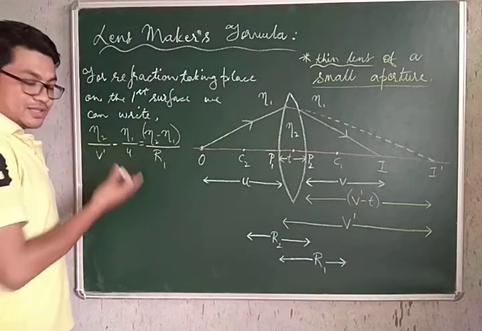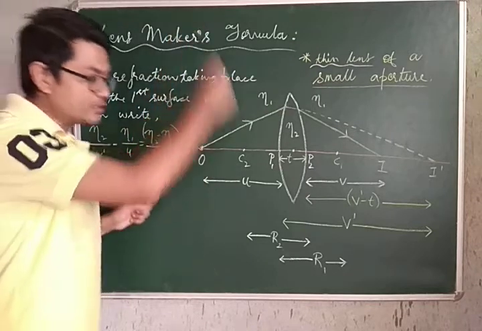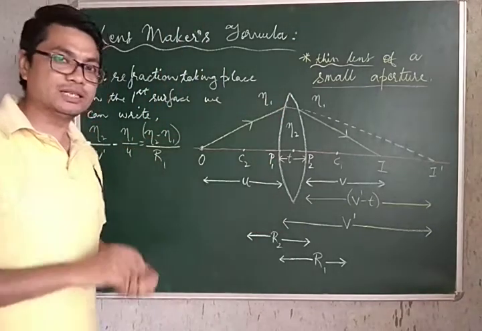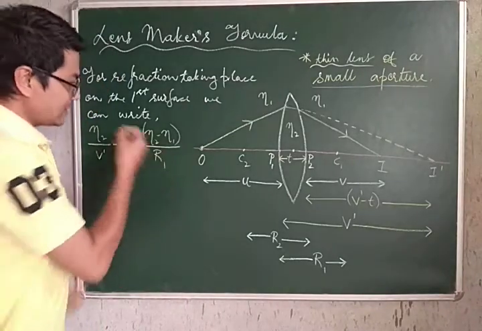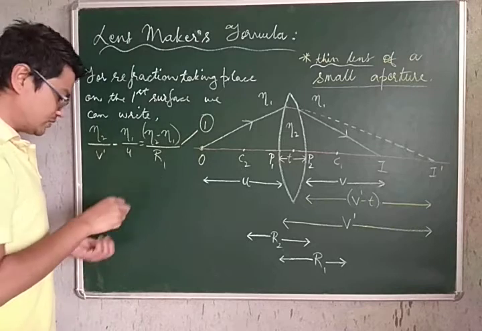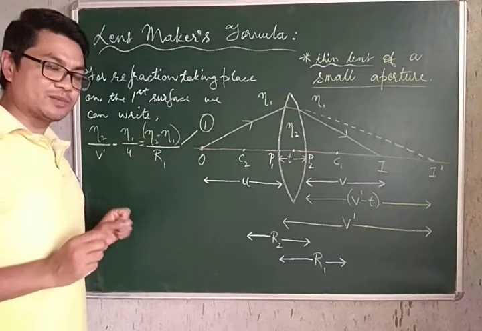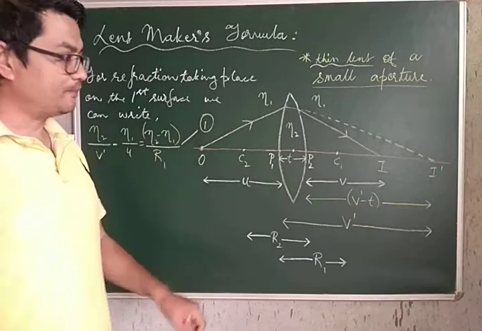Alright, so this is what we get, of course, the relation that we get for refraction taking place through a spherical surface. So let's call this our equation number 1. Let me write it this way since we don't have space. Okay, so this is for refraction taking place through the first surface.